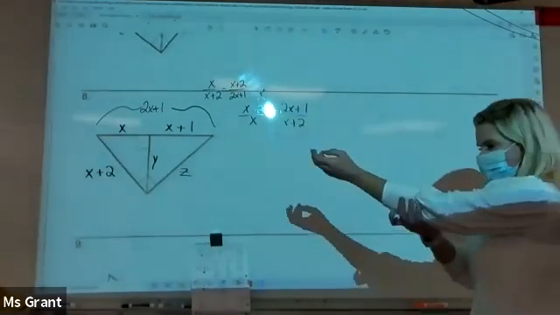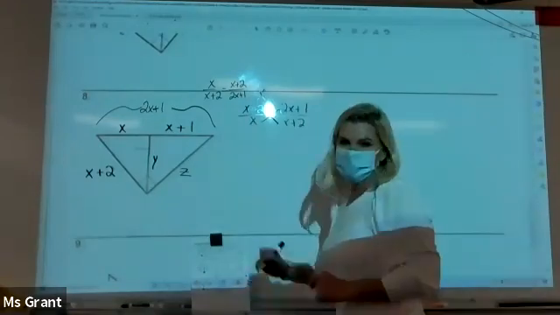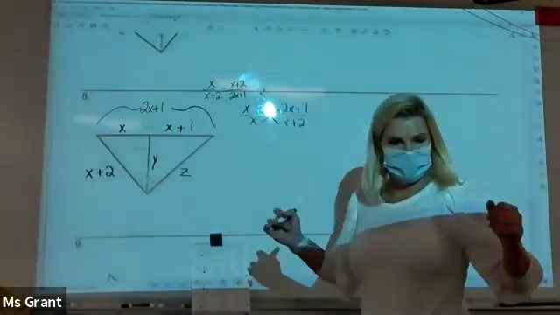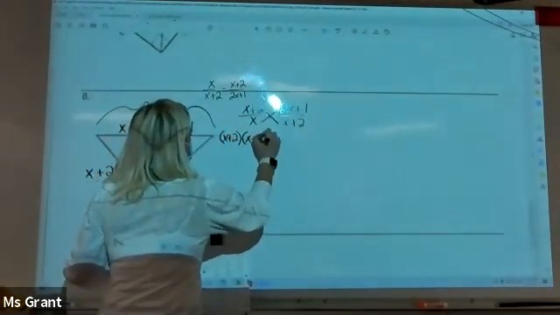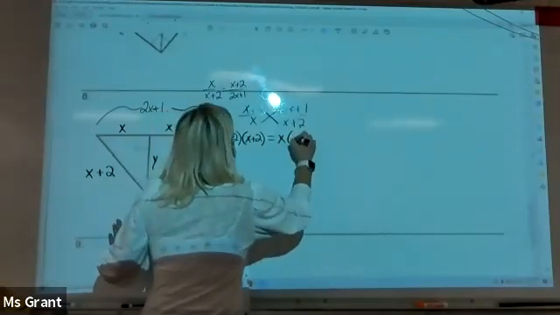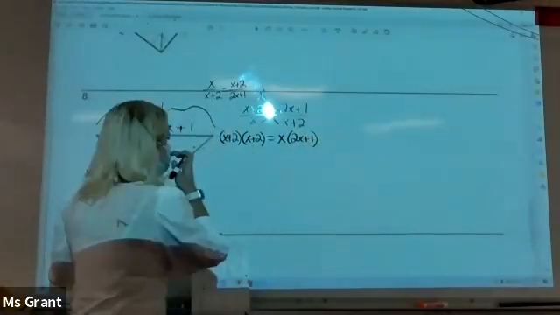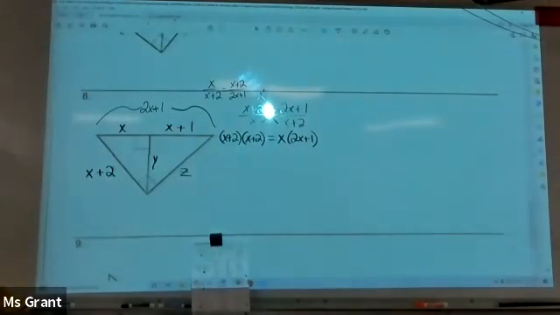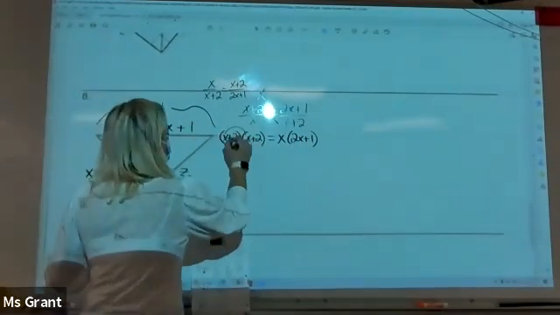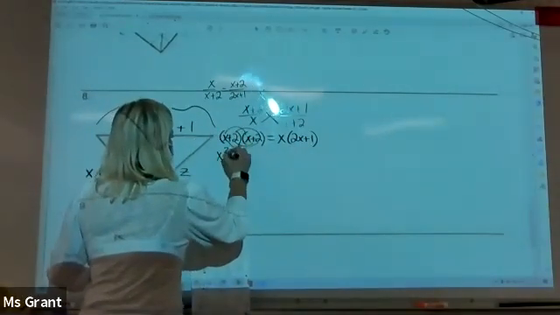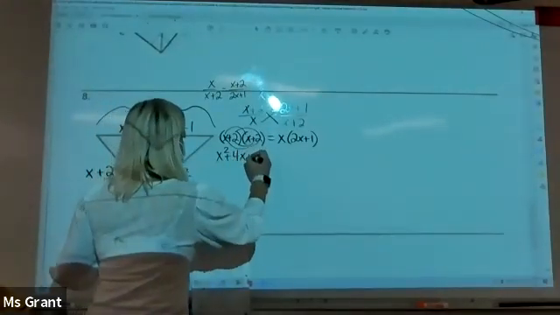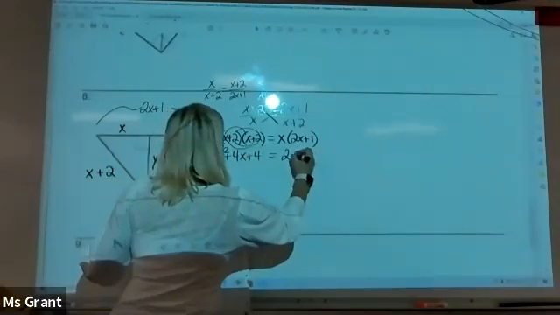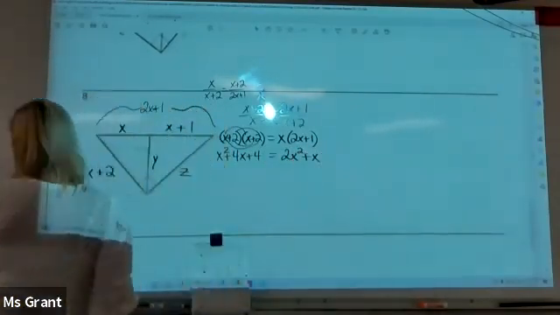Okay. Ready? Algebra 1, and go. X plus 2 is multiplied twice. I'm then distributing the x and the 2x plus 1. So, first, outside, inside, last. X squared plus 4x plus 4 equals 2x squared plus x.